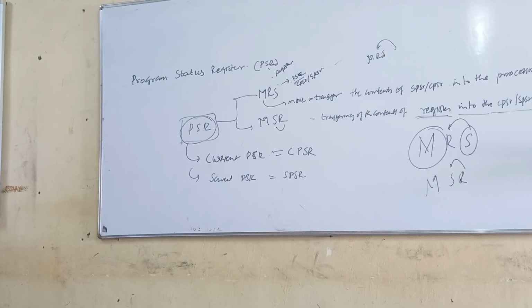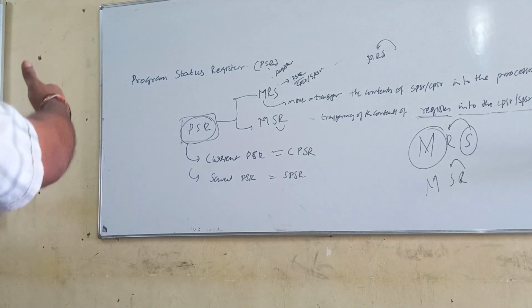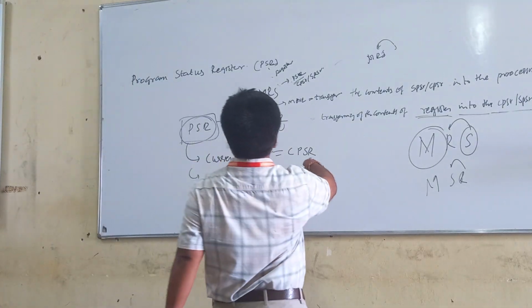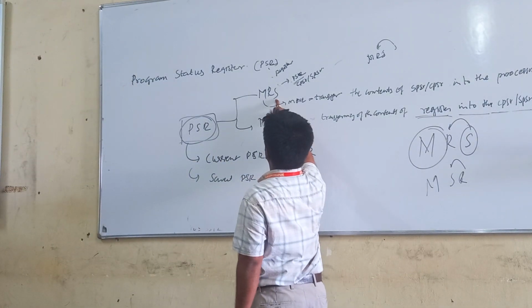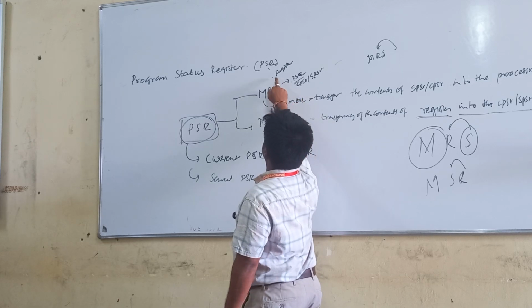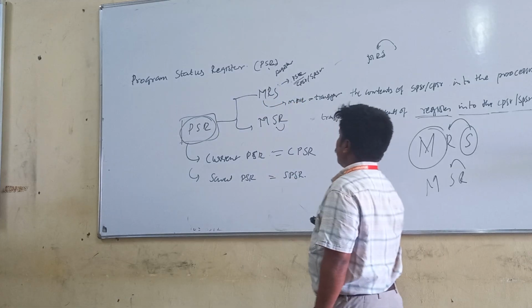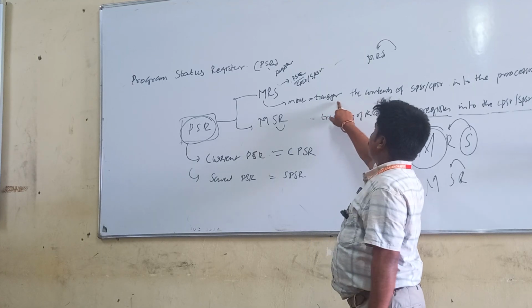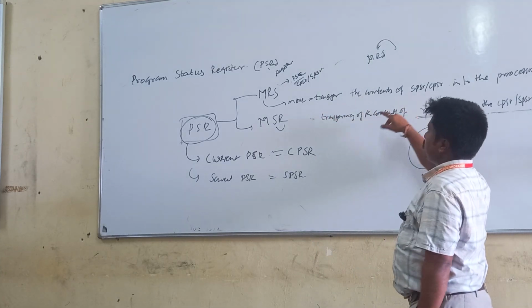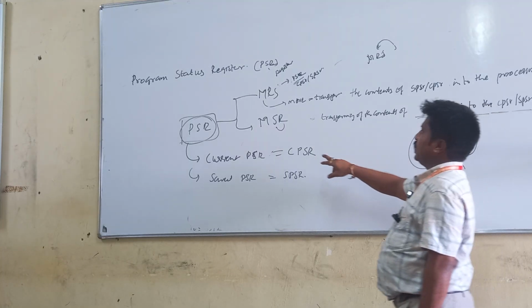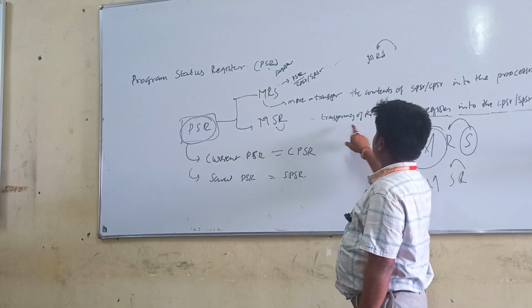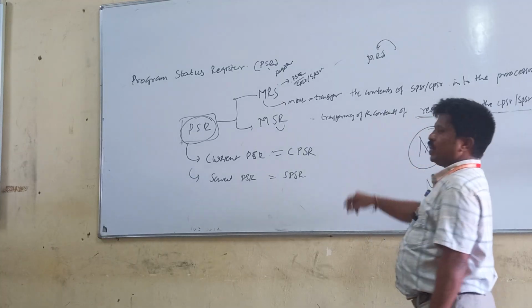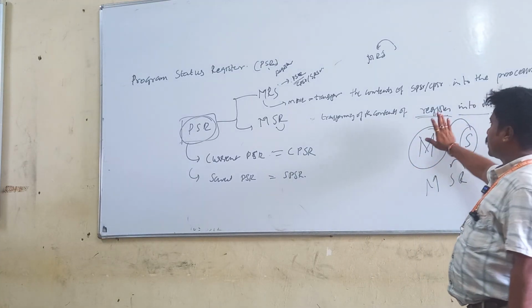The first one is the MRS. Write it down. M stands for move, S stands for the CPSR, SPSR, R stands for the processor register. You write it on your own. In MRS, write that we are transferring the contents of the SPSR to the processor register. In the MSR side, we are transferring the contents of the processor register to the CPSR or SPSR. Just write it on your own.